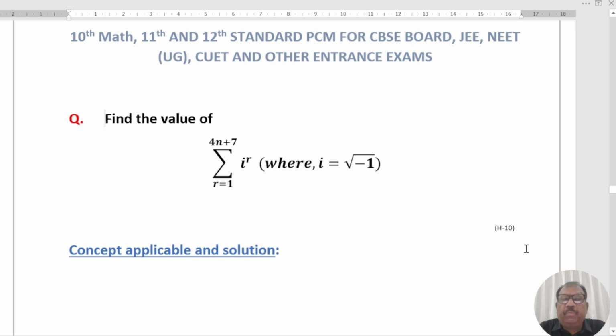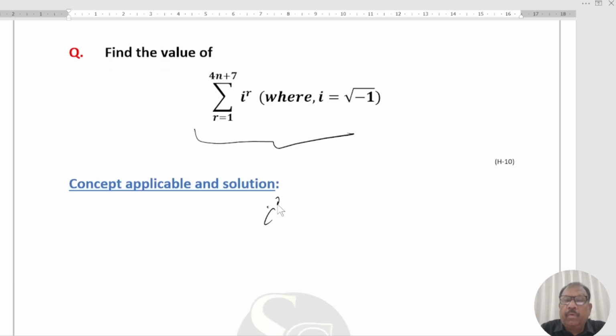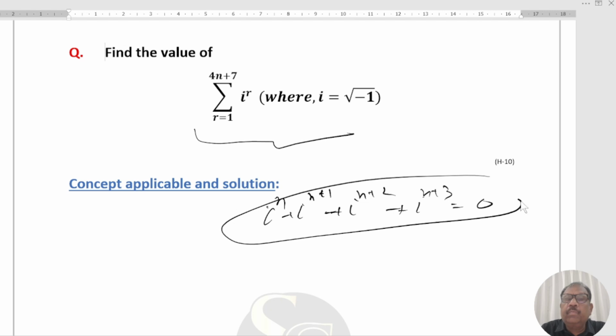Question is, find the value of summation r equal to 1 to 4n plus 7 of iota^r, where iota is root minus 1. Again using the properties, iota^n plus iota^(n+1) plus iota^(n+2) plus iota^(n+3) equals 0. When will this be the answer? When here 4n plus 4, plus 3, these conjugate power sets will be formed, and 3 will remain, whose answer will be 0.